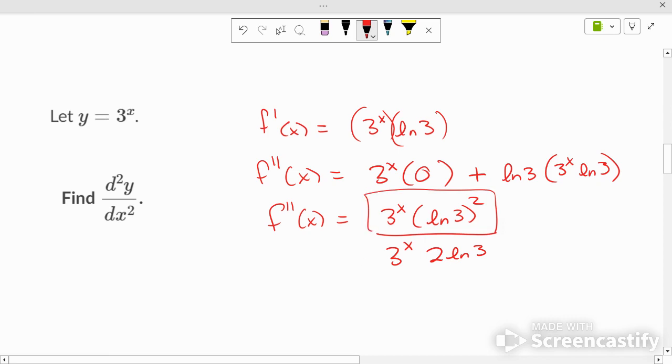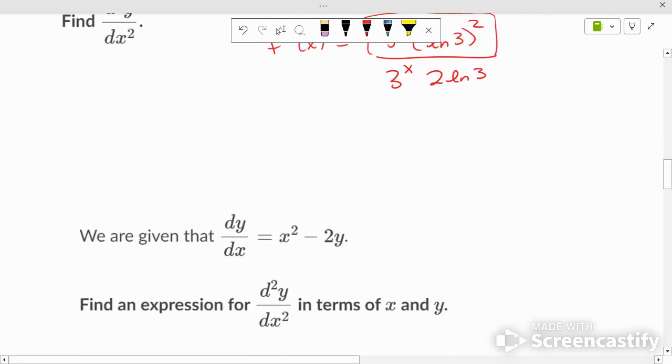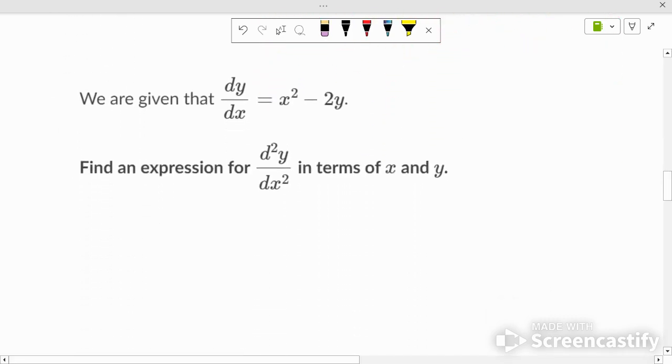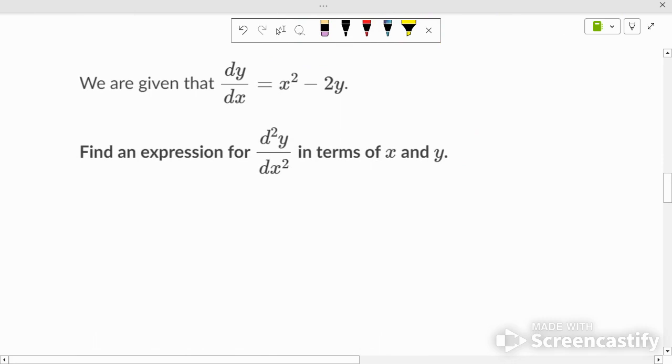Okay? Second derivatives. Can we do them? Okay. Some of them might get a little harder. All right, second derivatives when we're involving implicit differentiation. Okay? Implicit differentiation. So, we're given the first derivative already is right there. Okay? Find the second derivative.